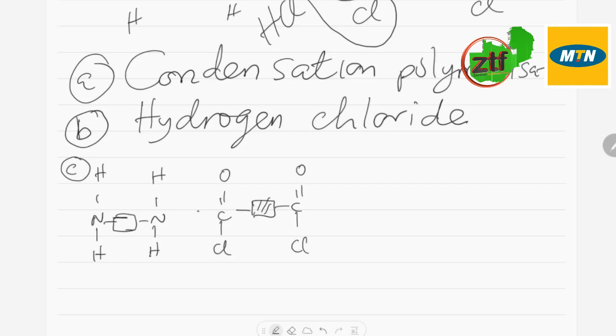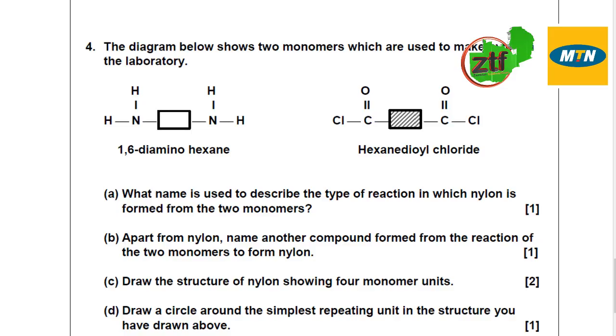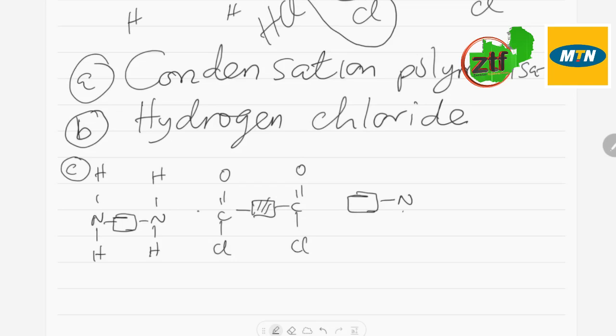After doing that, we have been told 4 monomer units. So we continue to add the monomer units. After this, we write now diaminohexane. After this, again we add an acid chloride, which is hexane diol chloride.